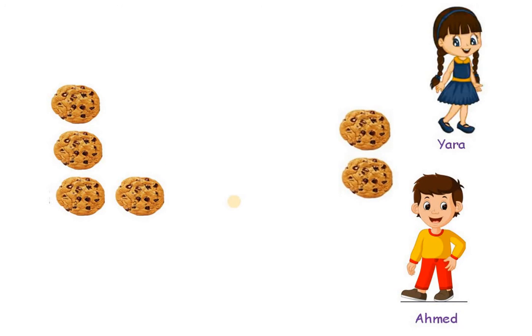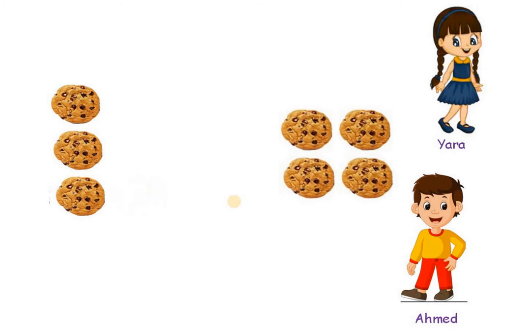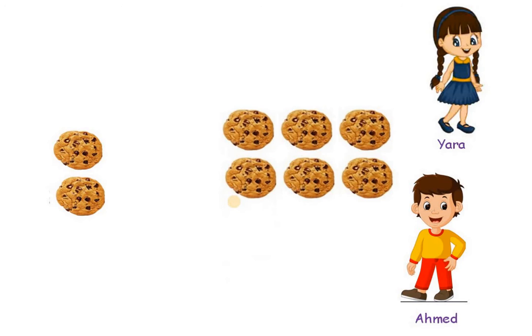So now each one will have one cookie. Then they separate the second group. So now each one has two cookies. Now each one has three cookies. They divided the whole amount of cookies in groups of two. So now each one has three cookies.